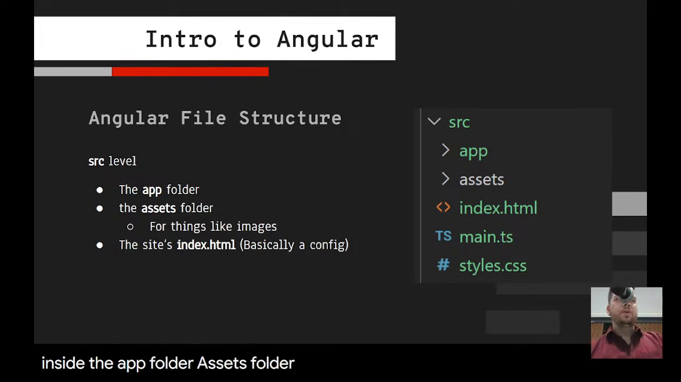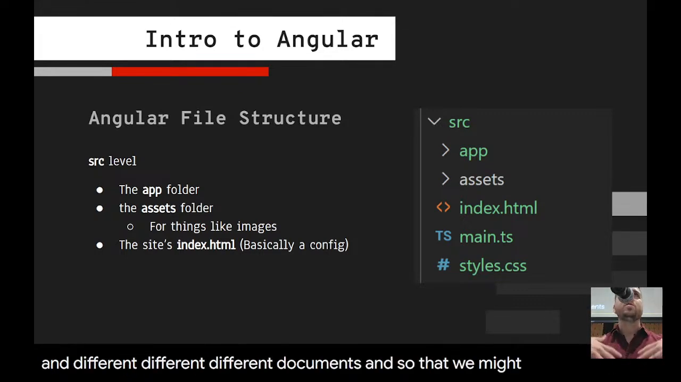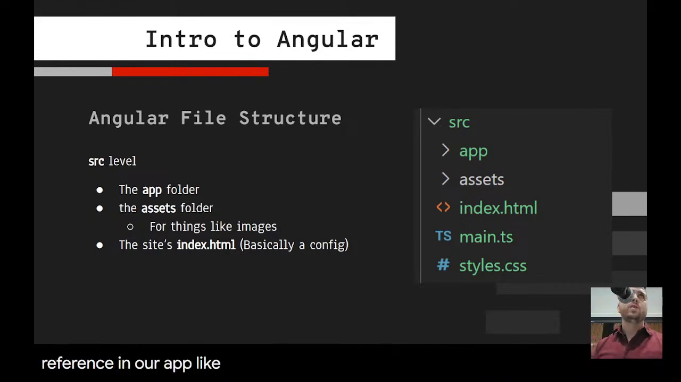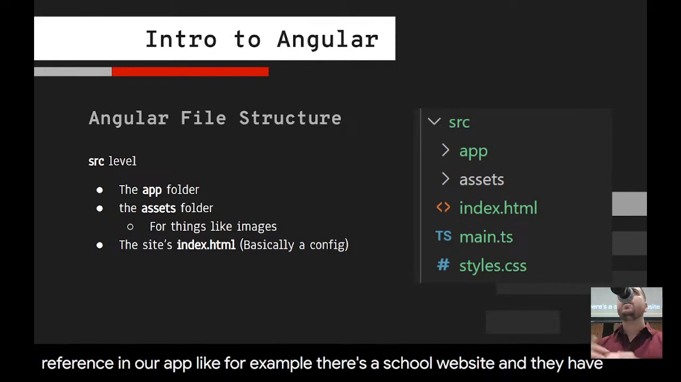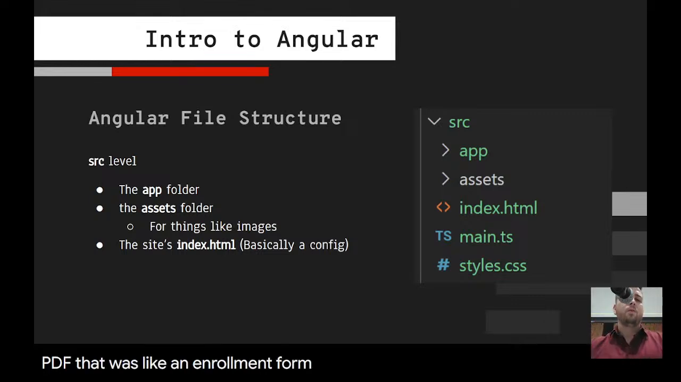The assets folder is going to contain everything like our images and different documents that we might need to reference in our app. Like, for example, if there's a school website and they have a PDF that was an enrollment form, you might put that in the assets folder and then reference it throughout your app.